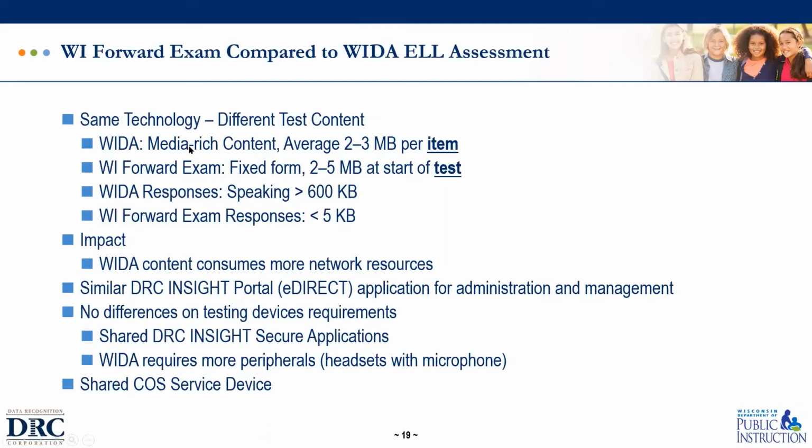When a WIDA test is taken, instead of all the content coming down at the beginning of a test, like the Wisconsin Forward exam, it is loaded down item by item, or question by question. So as the student navigates through the test, 2 to 3 meg is coming down every time they get to a new page as we're loading images and loading down the audio. So that 2 to 3 meg that you were experiencing at the very beginning of the test for the Wisconsin Forward happens throughout the test.